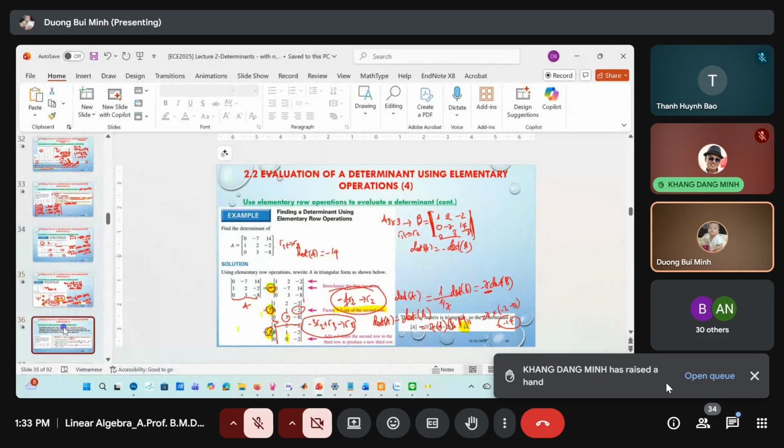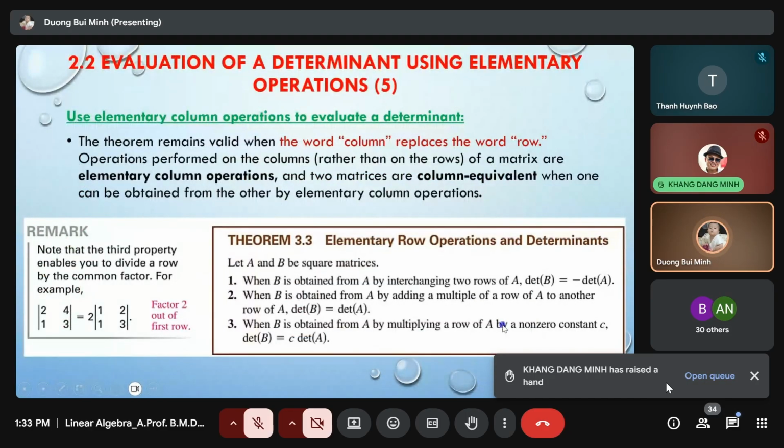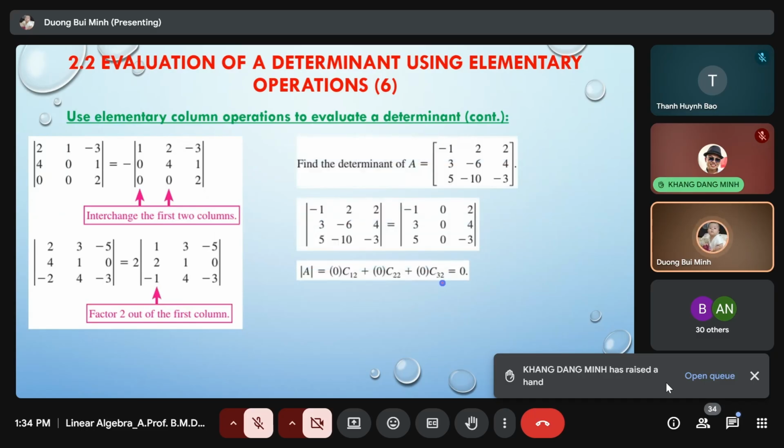Now continue. So if you don't like to use elementary row operations, you can use elementary column operations. That's okay, the same. So it's up to you. If you are familiar with row operations, just use them. Otherwise, you can use elementary column operations. Look at the examples.